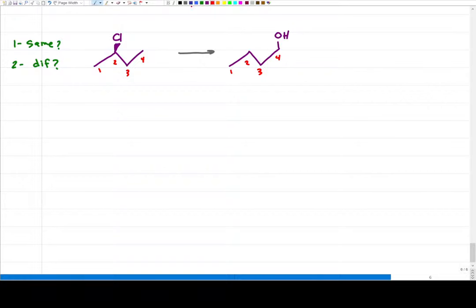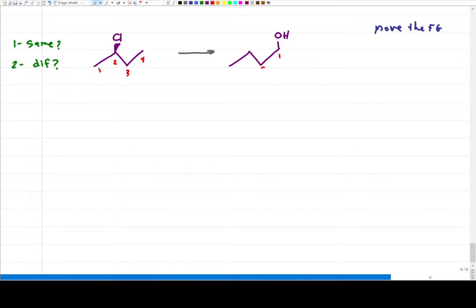We could do the move the functional group pattern, but you don't actually have to move it 2 positions over. Professors like to trick you by switching the molecules around. Here's what I want you to recognize instead. I can number this from any direction, right, left, left, right.